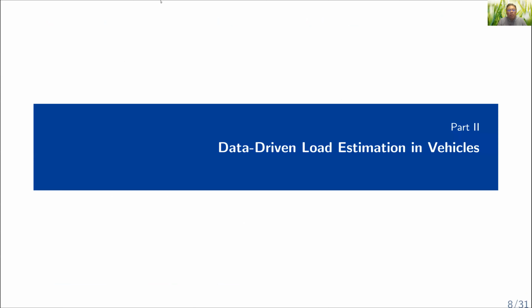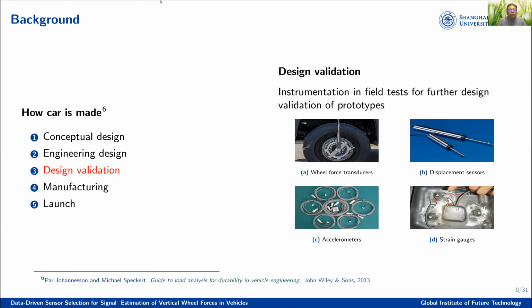The second part we would like to discuss is the load estimation in vehicles. We know that when a new type of car is made, there are several major procedures like conceptual design, engineering design, and we also need to build some prototypes to conduct the design validation work. And if everything is going well, then we will do the manufacturing and launch the new vehicles to the market. So the design validation is a very, very key step during vehicle development.